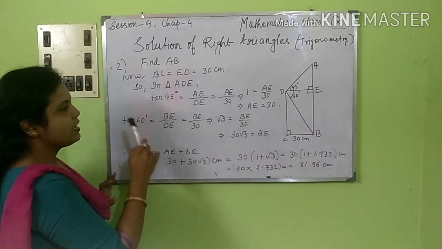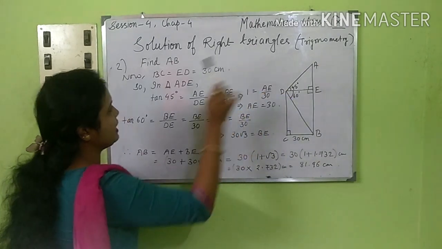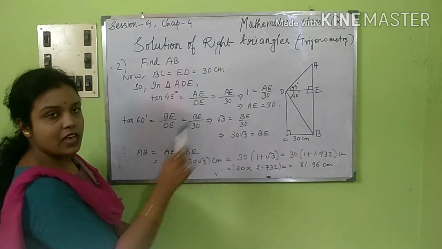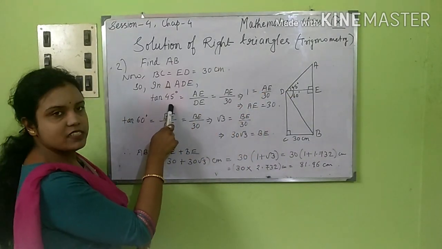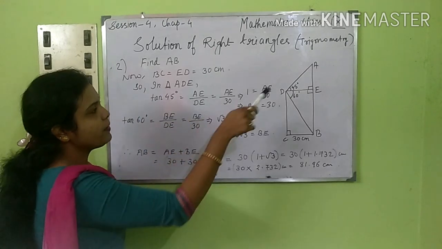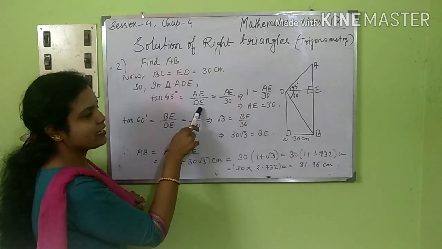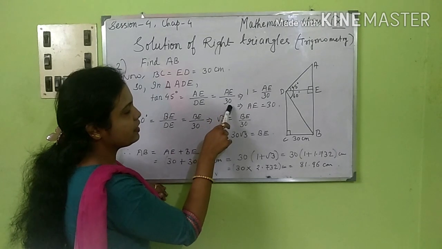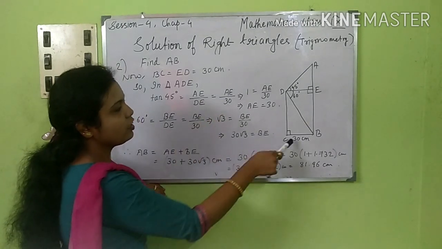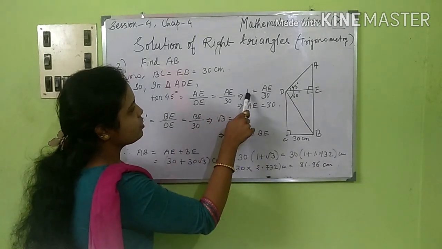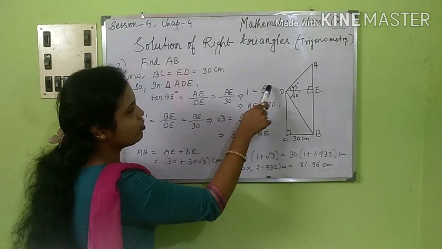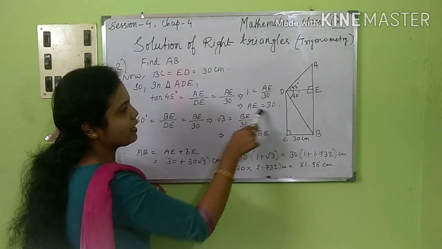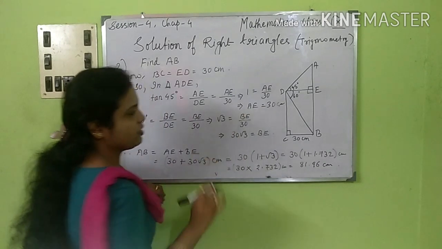Okay. Next, let us consider the first triangle ADE. In triangle ADE, the upper triangle, tan 45, the acute angle, is equal to perpendicular by base, that is AE by DE. That's what I have written. So AE by 30, since DE is already known. Now we get value of tan 45 is 1 equal to AE by 30. So AE you get as 30, you can write centimeter here.